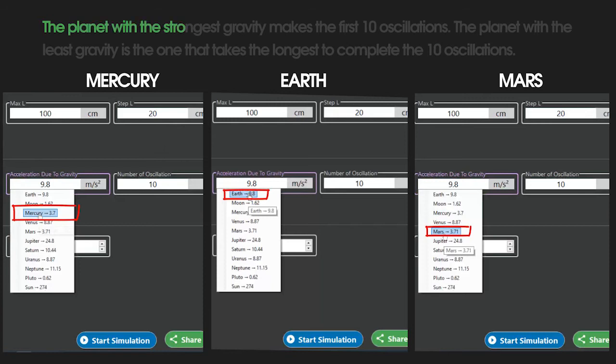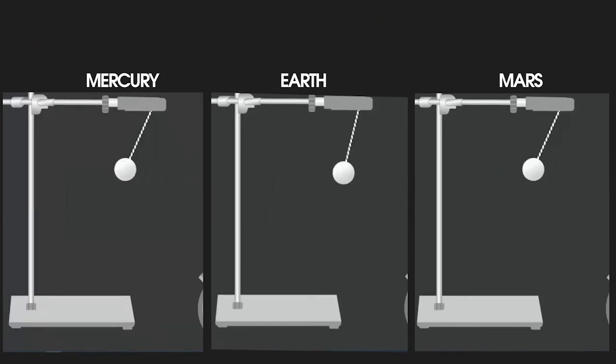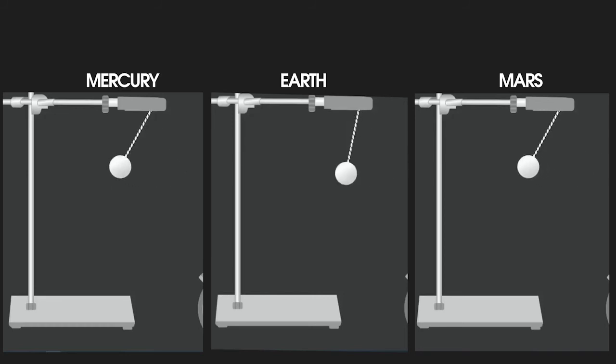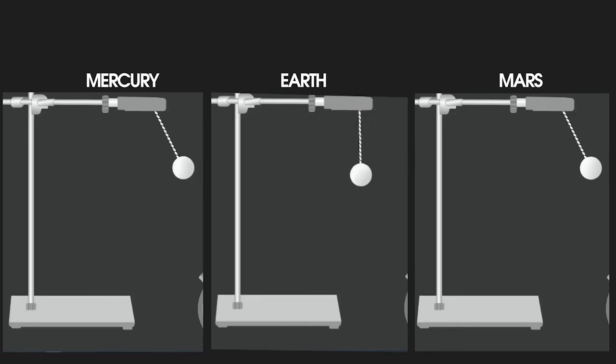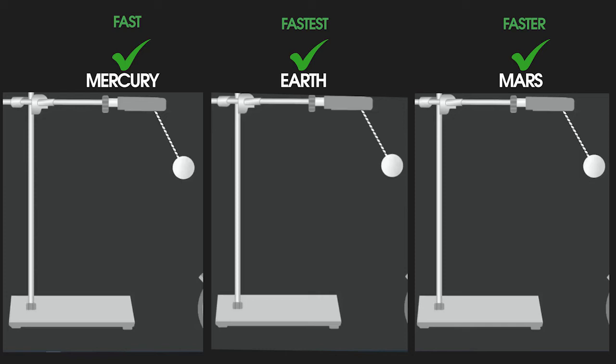The planet with the strongest gravity makes the first 10 oscillations. The planet with the least gravity is the one that takes the longest to complete 10 oscillations. Mercury has the lowest gravity among these three because it takes more time to complete the oscillations.